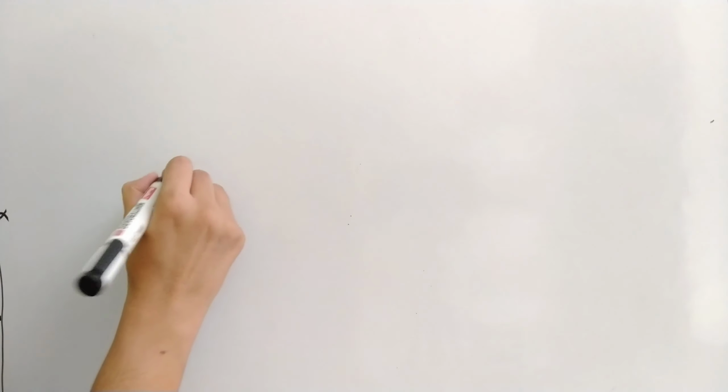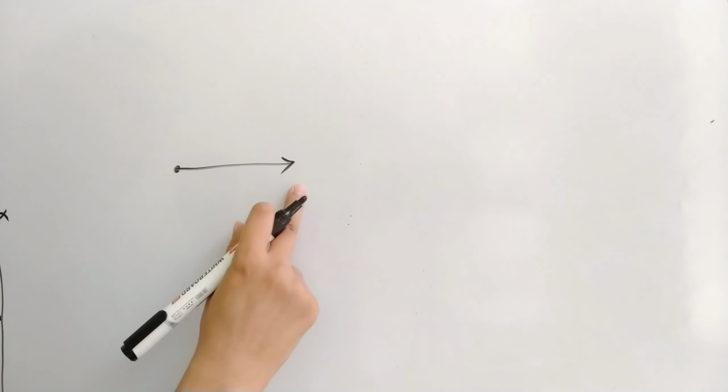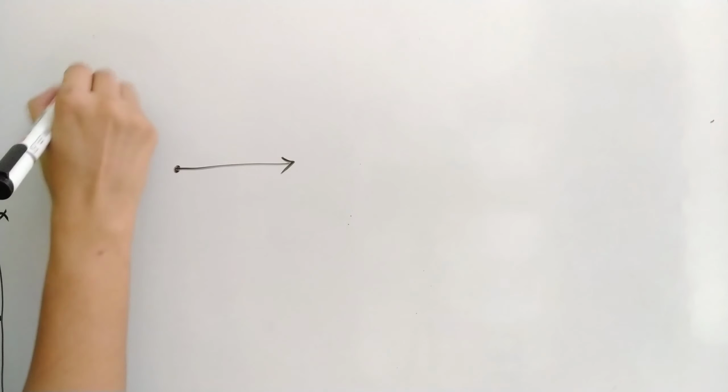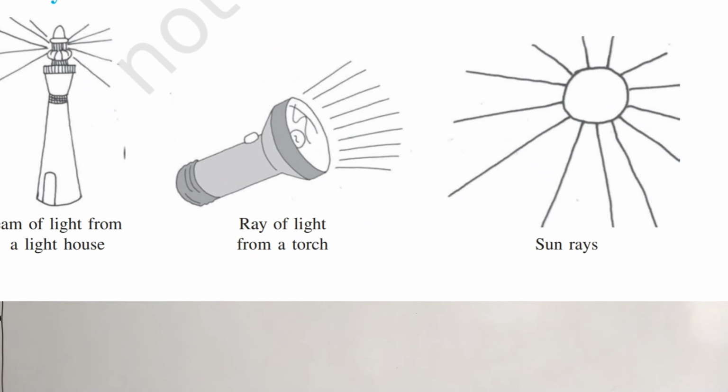Next term is ray. What is a ray? It will have a beginning, and in one particular direction it can be extended to infinite length. That is a ray. For example, here are different figures provided to you, in which you can easily say what rays are. You usually call it a beam of light from a lighthouse. These are called rays. Ray of light from a torch, sun rays.